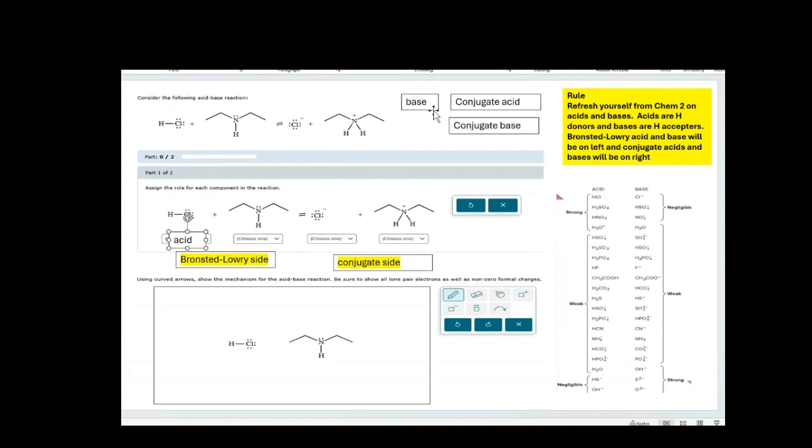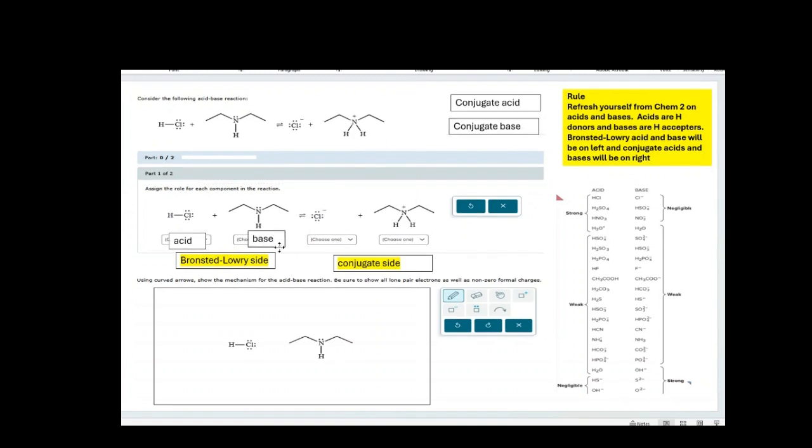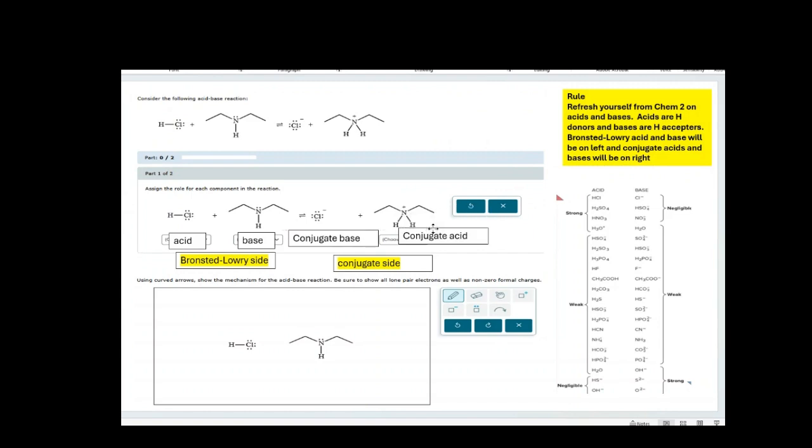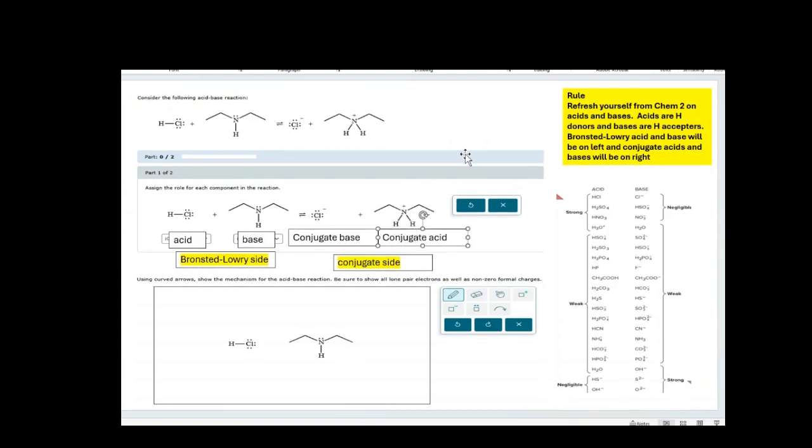And because we've had the acid identified, it's safe to say that this NH, along with the two ethyls attached on it, is the base. And next up, we go to the conjugate side. So remember the rule that if it is an acid right here, then on the other side, it's going to be the conjugate base. So we see Cl, which lost the hydrogen. So it's safe to say that we can just go ahead and put conjugate base right here under the chlorine. And then by process of elimination, the conjugate acid, because it gained that hydrogen, is going to be the conjugate acid.